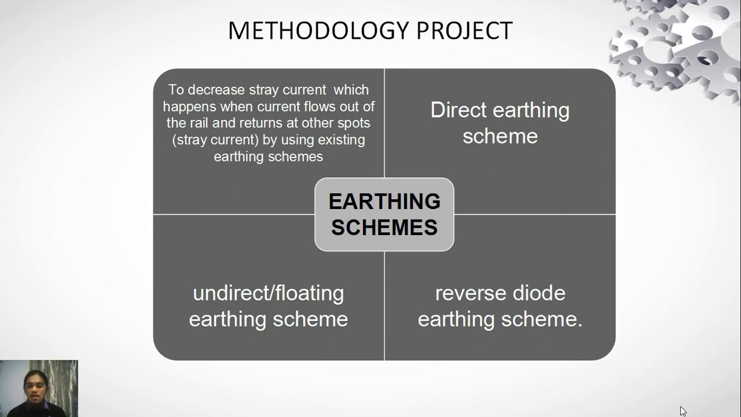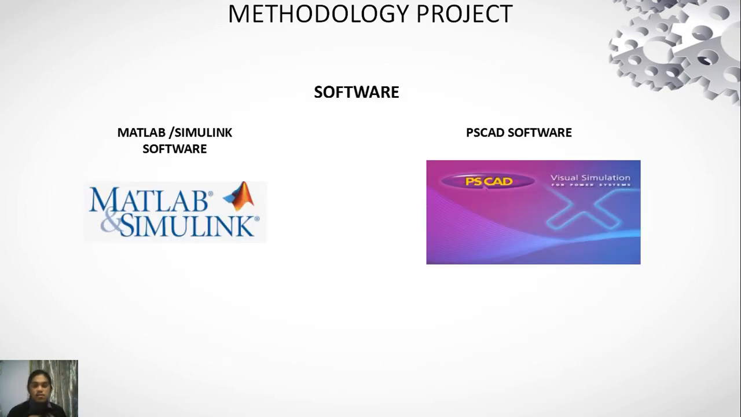Earthing schemes are divided into three parts, which are first direct earthing scheme, second indirect or floating earthing scheme, and last reverse direct earthing scheme. Okay, these are the two software that will be used in my project, which are first MATLAB or Simulink software and PSCAD software.